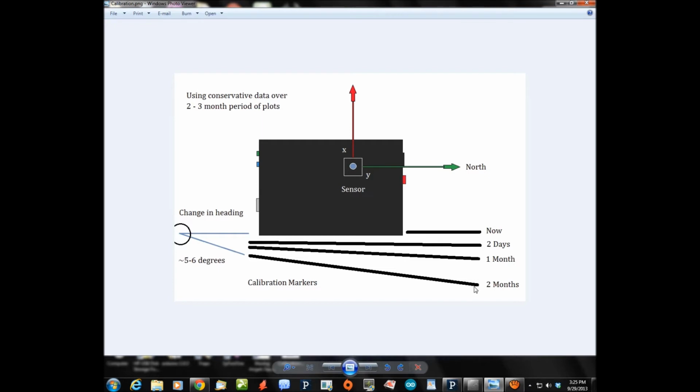So, as I notice it changing, I add more calibration markers so I can see how much the heading has changed over time. And I drew this little protractor drawing right here just to kind of give you an idea. And I know this is overstating the angle here, but over the past 2 to 3 months, I've seen a change in about 5 to 6 degrees where I have to turn this to get it to aim to magnetic north.